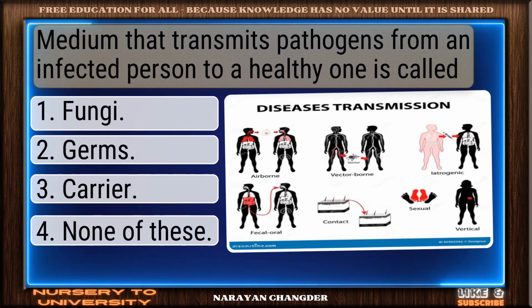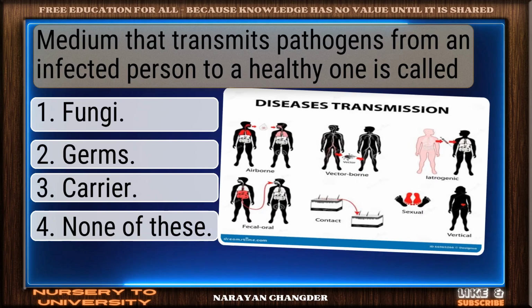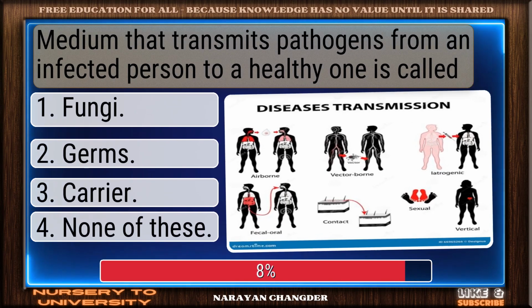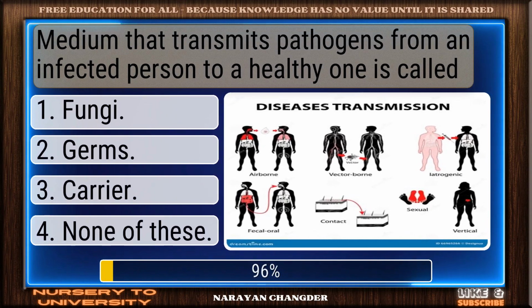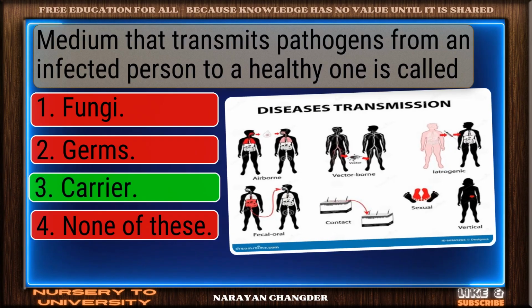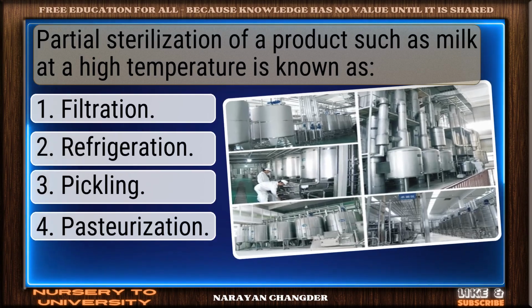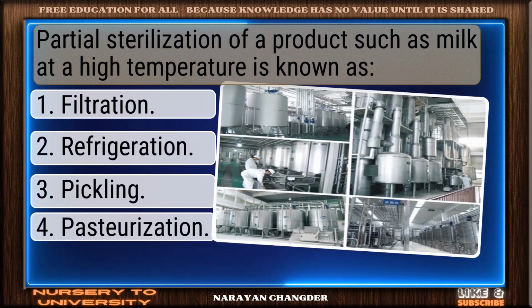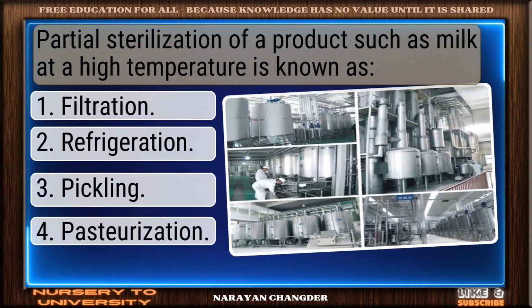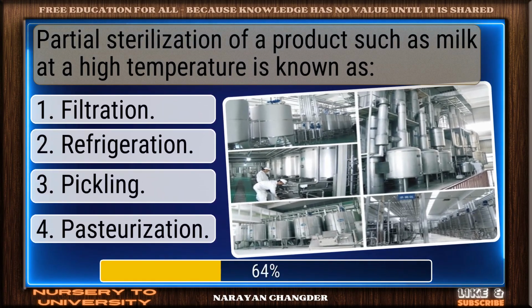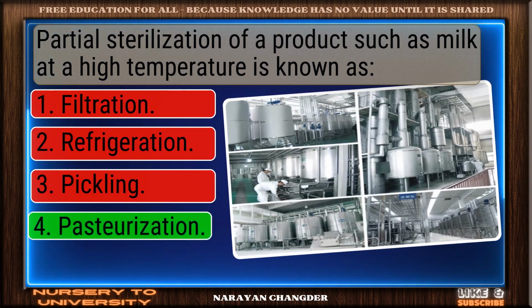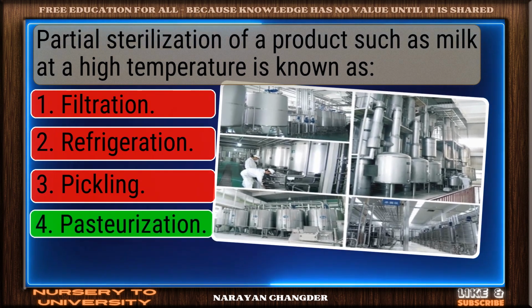Medium that transmits pathogens from an infected person to a healthy one is called dash. Sharp thinking. Carrier is the right choice. Partial sterilization of a product, such as milk, at a high temperature is known as dash. Good job. Your answer pasteurization works well here.